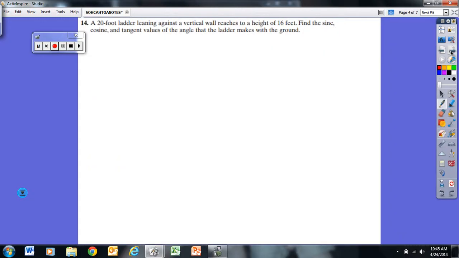A 20-foot ladder leaning against a vertical wall. So let's draw a picture. Here's a 20-foot ladder leaning against a vertical wall, reaches to a height of 16 feet. So from the ground up to here is 16. Find the sine, cosine, and tangent of the angle the ladder makes with the ground. That's this angle. It could have said the angle the ladder makes with the building. That would have been this angle, but it didn't.